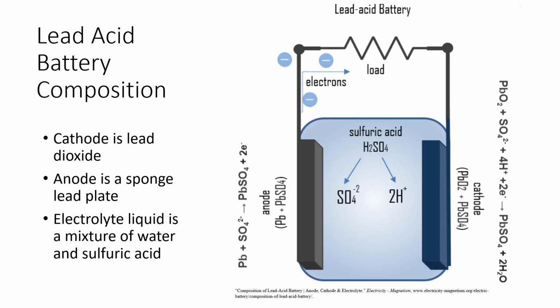So the composition of a battery is simple. It has an anode, a cathode, some medium for the electrons to flow, and the load attached. The cathode for a lead acid battery is lead dioxide. The anode is a sponge lead plate. And the electrolyte liquid is going to be a mixture of 2/3 water and 1/3 sulfuric acid. You can see on this figure different chemical reactions happening. We will talk more about that here soon.